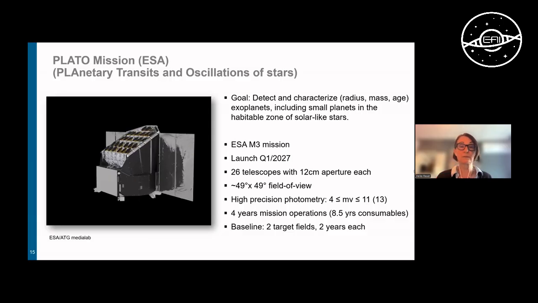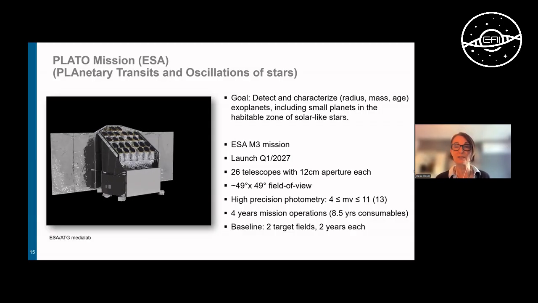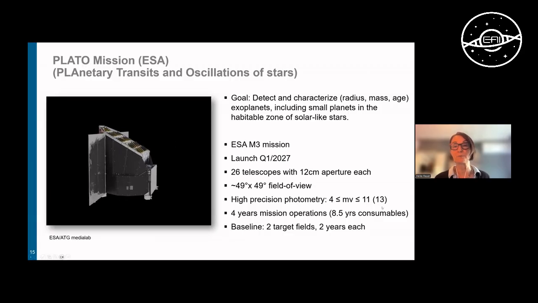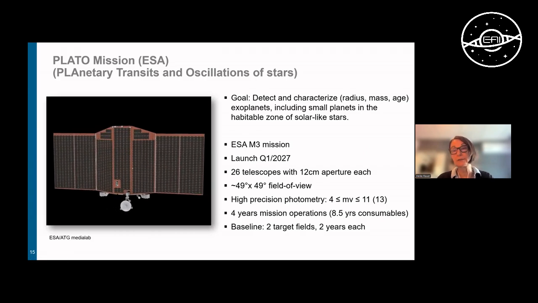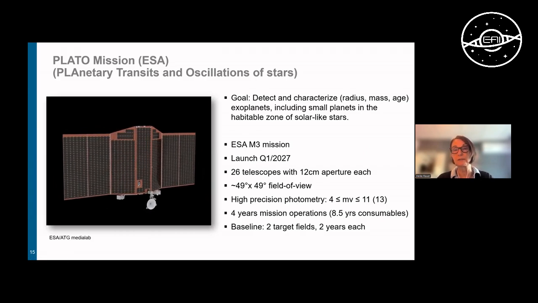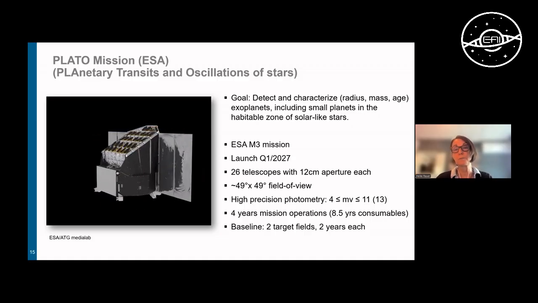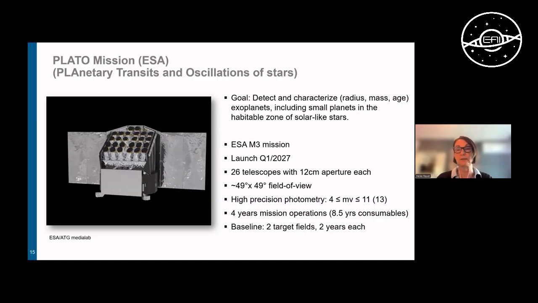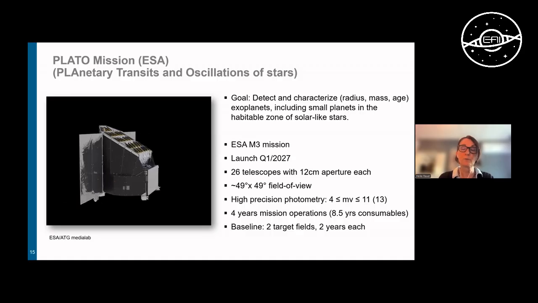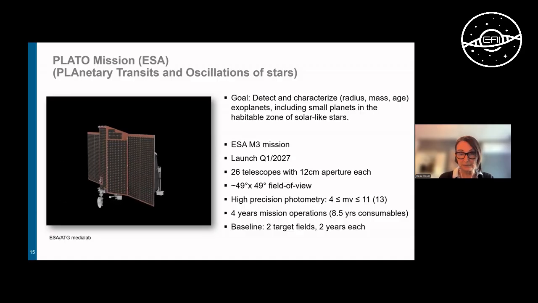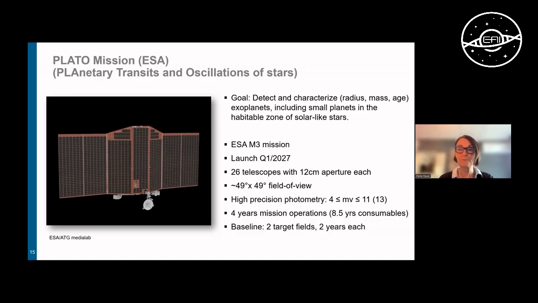So what is PLATO? PLATO is ESA's next medium-class space mission, M3, in the Cosmic Vision program. The goal of PLATO is to detect by the transit method and to characterize for radius, mass, and age, exoplanets, including, and in particular, of course, the small planets in the habitable zone of solar-like stars, filling the gap that we have today in our knowledge about planets. We want to launch in spring next year, so everything is fine so far for spring next year.